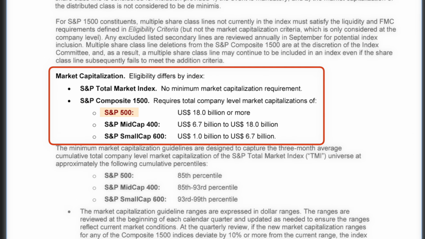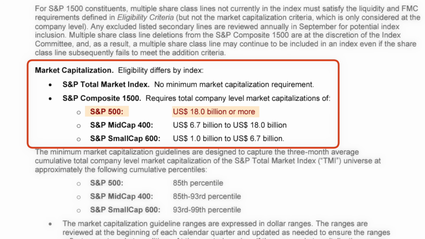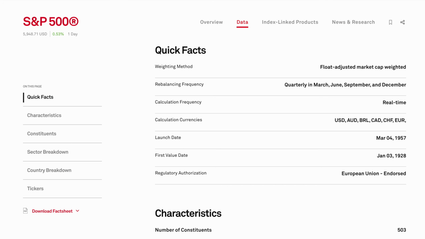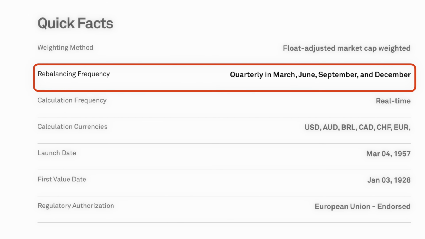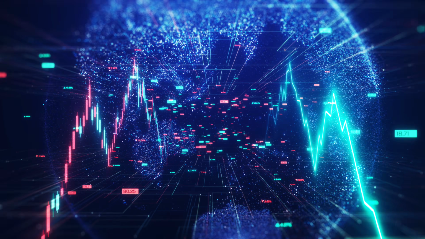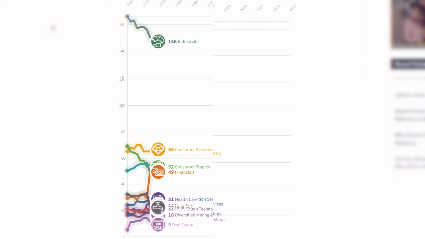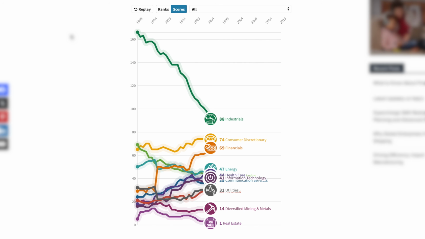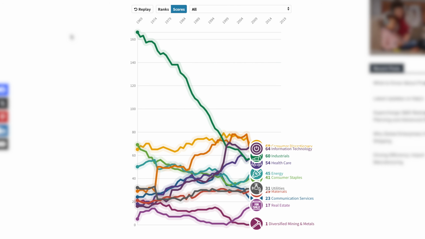For example, with the S&P 500, it specifically states that currently the companies must be $18 billion or larger in market cap, which is pretty much the value of the company that is traded on the market. And once the companies are selected into the S&P 500, the index is going to rebalance quarterly in the months of March, June, September, and December, because the markets are always changing. One stock may be at the top right now, but in 10 or 20 years, the markets will rotate and there may be a different company at the top.